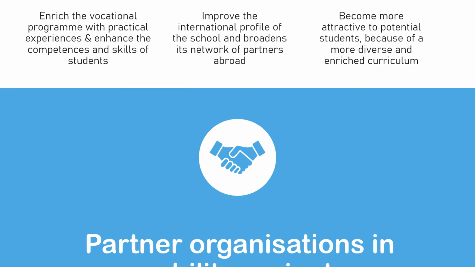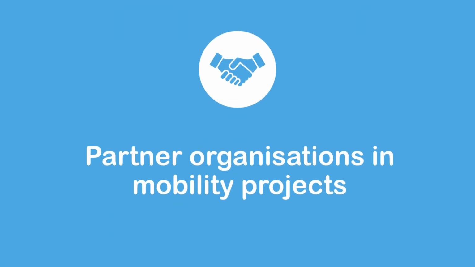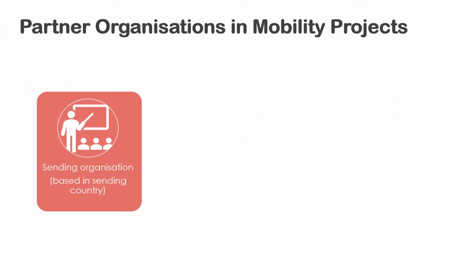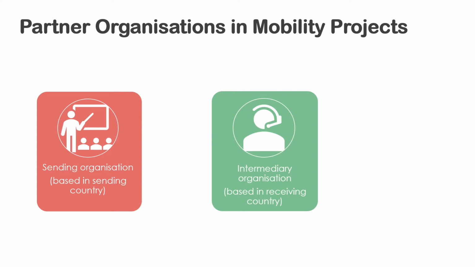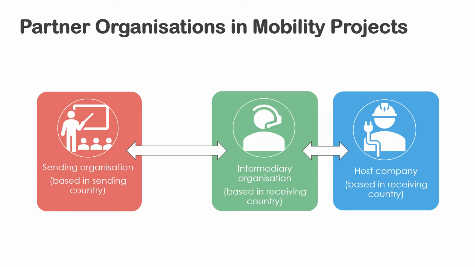There are 3 main stakeholders in a mobility project for VET learners. The sending organization, that is the school. It selects and sends the learners to participate in the mobility activities. The intermediary organization, that is the link between the school and the host company. It facilitates the communication between them. And the host company, that is the place that provides the work placement for the learners. Note, however, that it is not compulsory to have an intermediary organization. Where there is no intermediary organization appointed, the responsibilities of this actor are taken up by the sending organization.